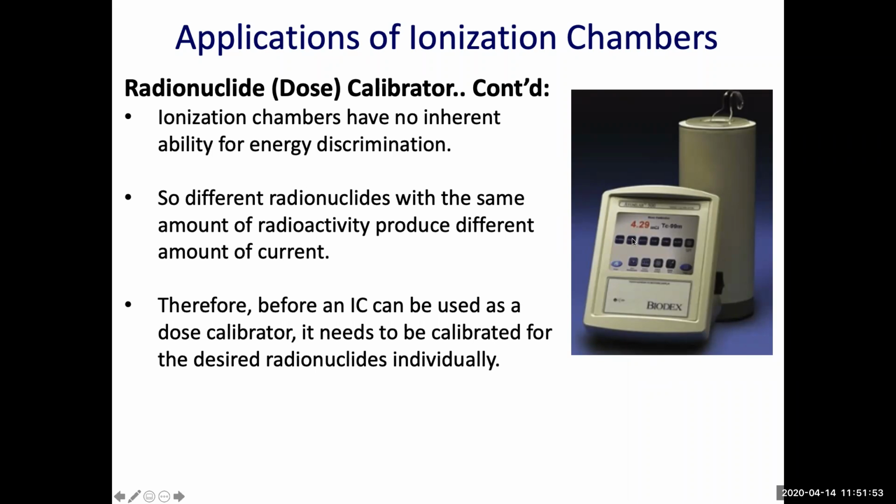We said that the ionization chamber cannot distinguish between different energies. Iodine-131 has an energy of 360 something keV. Technetium-99m, the energy of the photon is 140 keV. So different energies will be measured inside the dose calibrator. The interaction of a photon of 140 keV is different from the interaction of a photon of 360 keV inside the dose calibrator.